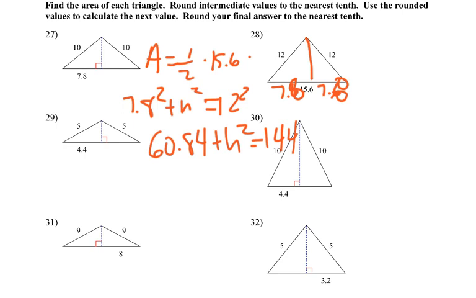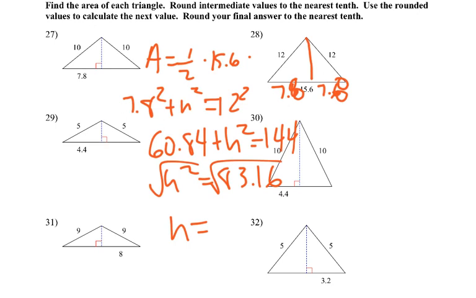We subtract 144 by 60.84, and we get h squared equals 83.16. Take the square root of that, and our height ends up being 9.1. So then I go 1/2 times 15.6 times 9.1. We get an area of 70.98 square units. Alright, let's take a look at 29.